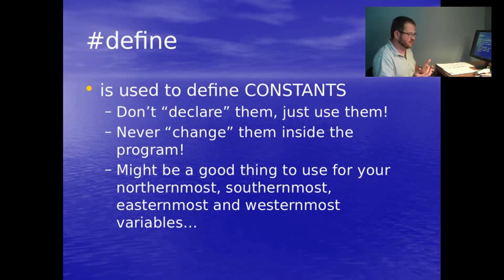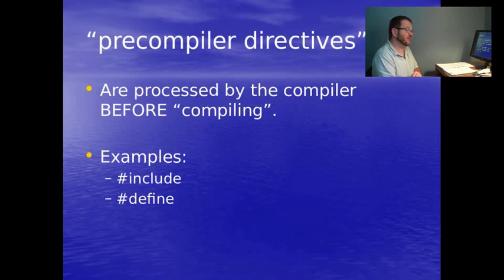You don't declare them, you just pound define them at the beginning of the program. The constants cannot change inside the program, but they can be useful. Values that are never going to change in your program, like northernmost, southernmost, easternmost, westernmost, it can be a useful thing to pound define them. At some later point in our program, we probably will actually do that, but at this stage it's not necessary.